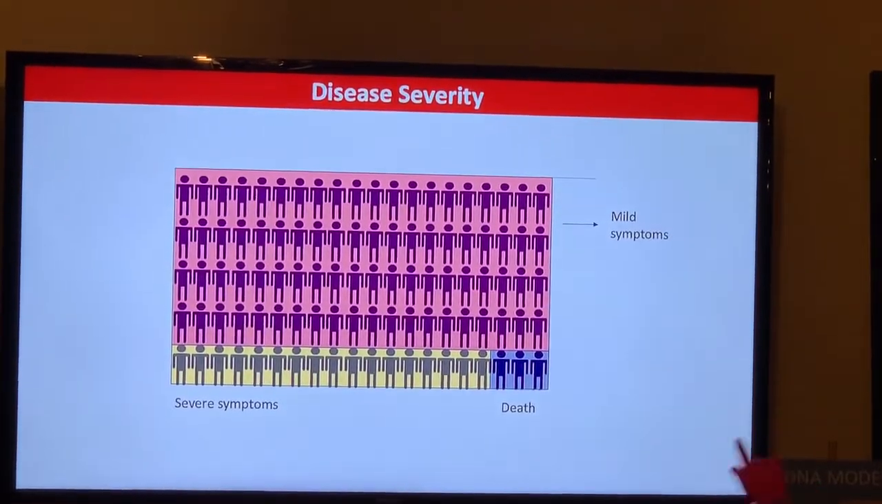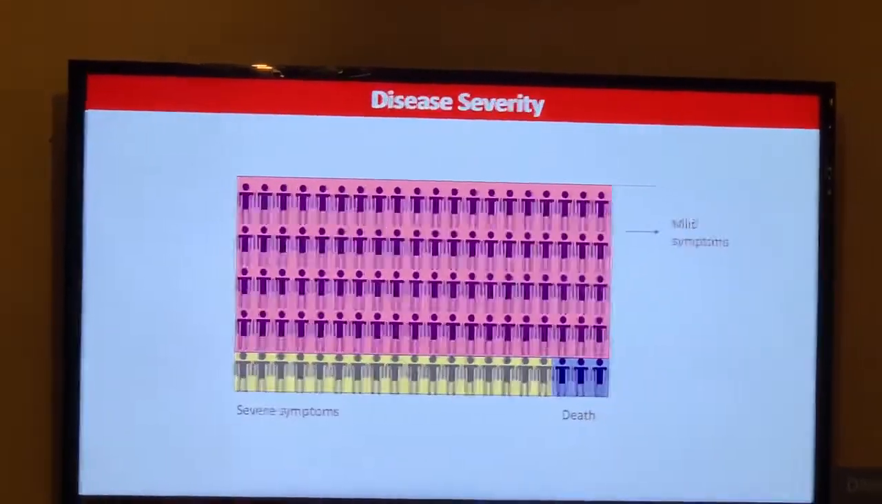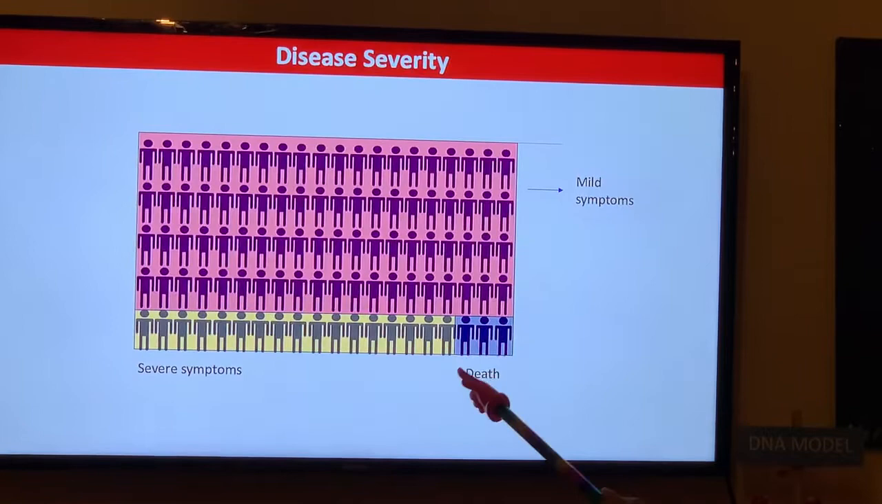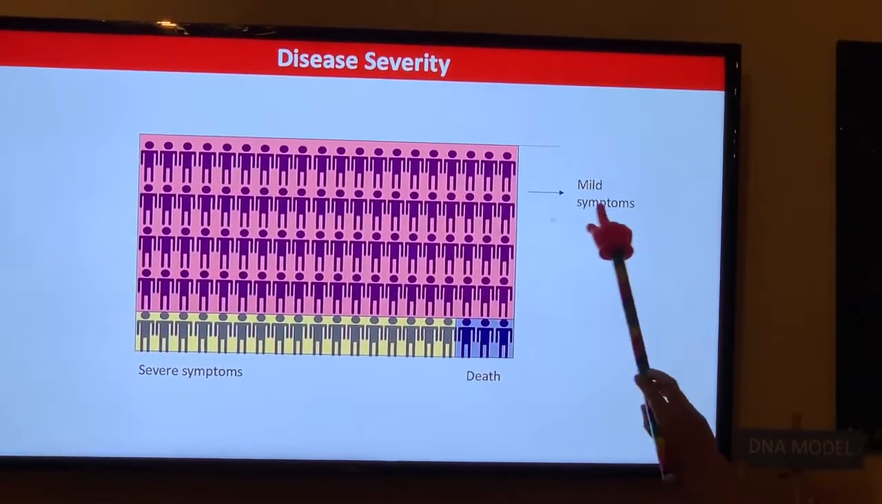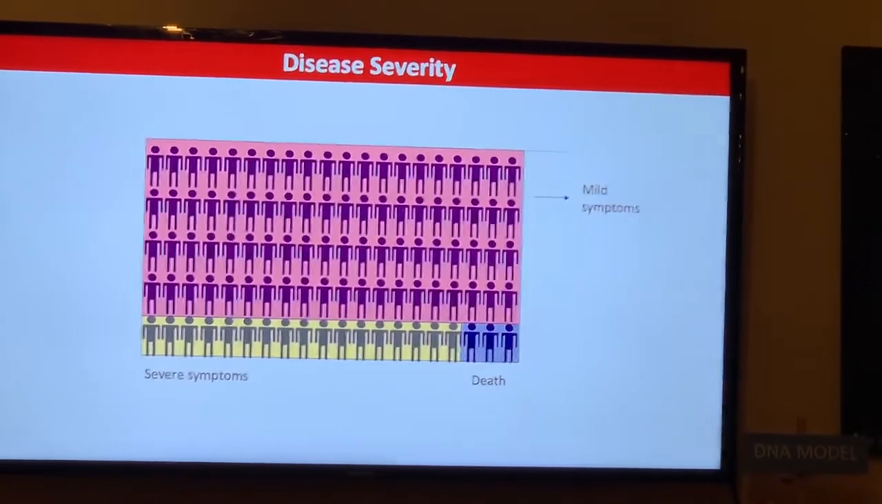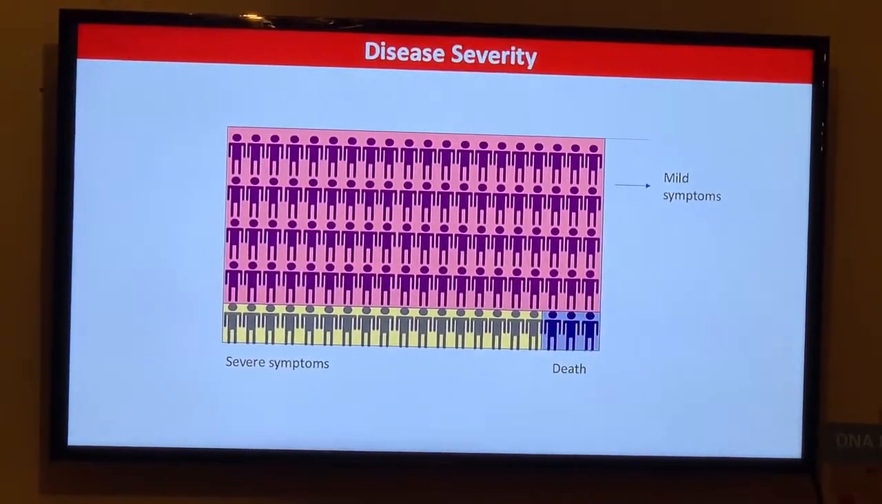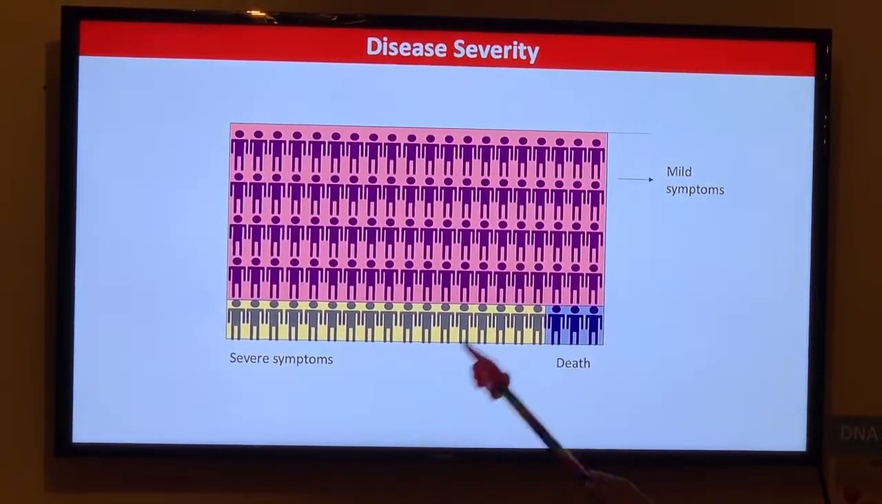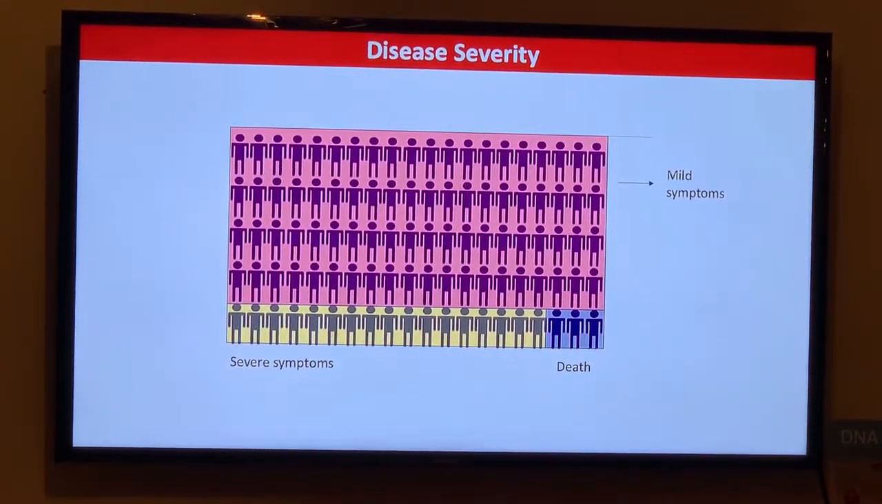So this is the disease severity. Here we have 100 people. Out of this 100, 80 will receive mild symptoms. And out of the other 20, they will probably need mechanical ventilation. And 17 of these will survive, and unfortunately, 3 will die.